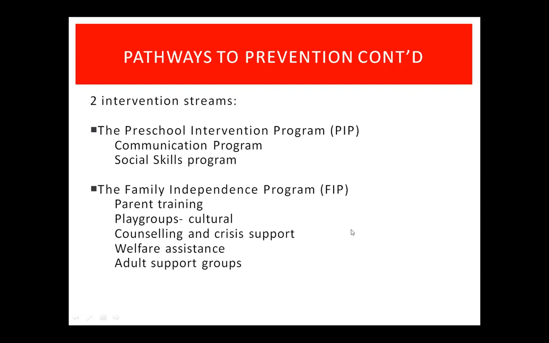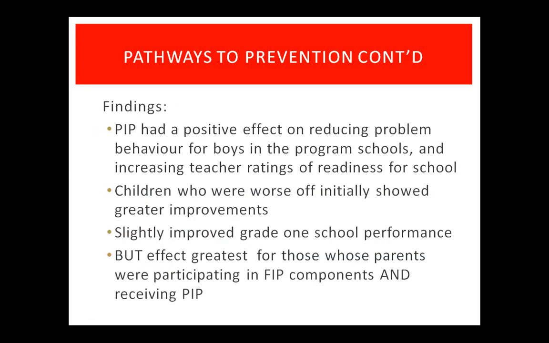And then the FIP program did these things: parent training, culturally based playgroups, counselling and crisis support, welfare assistance and adult support groups. And what did they find? Well, PIP had a positive effect on reducing problem behaviour for boys and increasing teacher ratings of readiness for school. So if they were in prep, they were ready to start school. Children who were worse off initially showed greater improvements, and there was slightly improved grade 1 school performance.